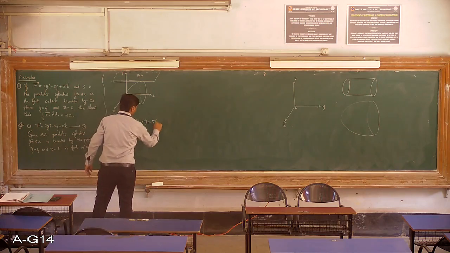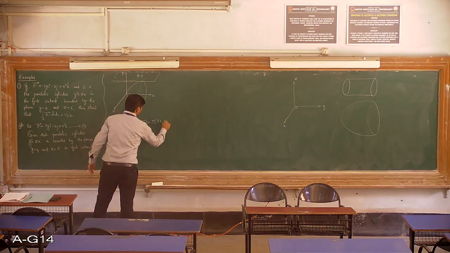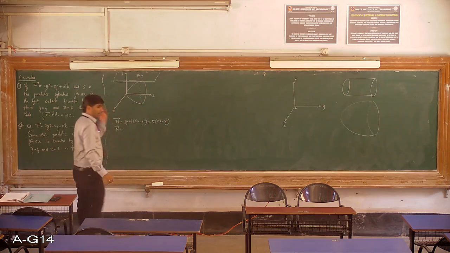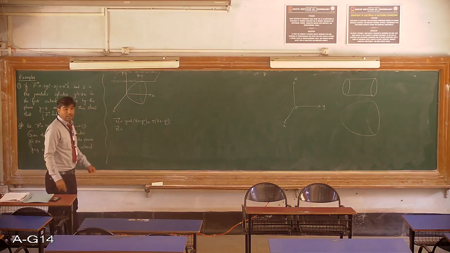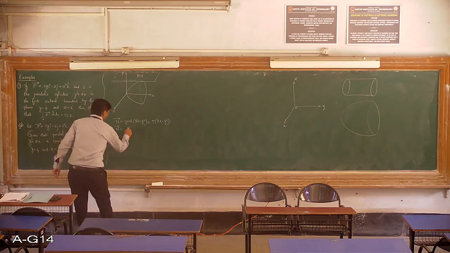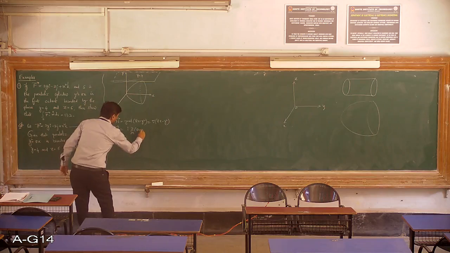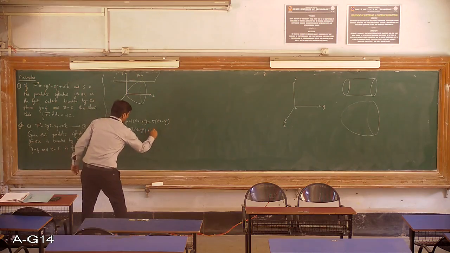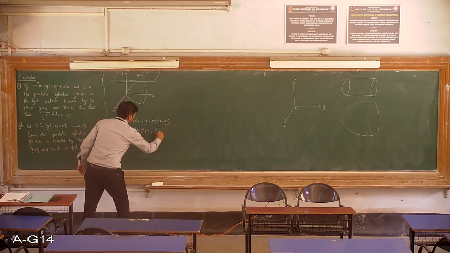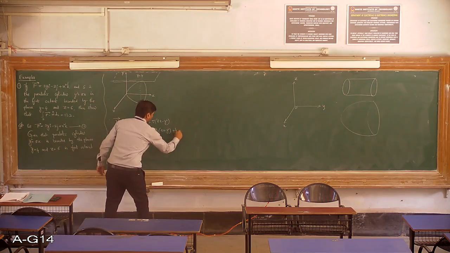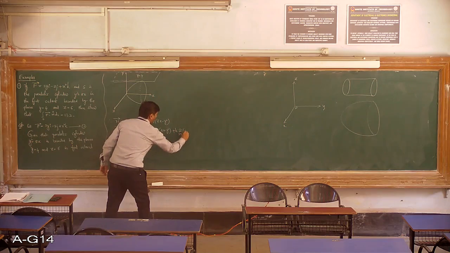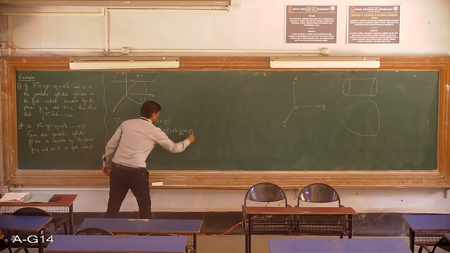So n is equal to nabla of 8x minus y square. How will we write the gradient of this? i dou by dou x of 8x minus y square, plus j dou by dou y of 8x minus y square, plus k dou by dou z of 8x minus y square.